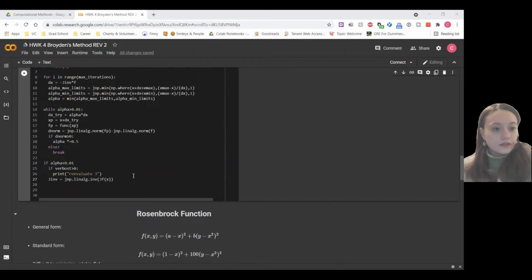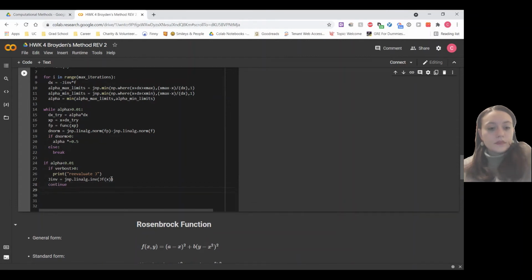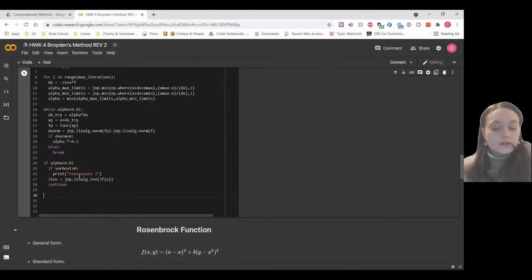With that said, in the case that it's not too small, then we want to just do continue. Exit that loop. And then, these are for cases where we're figuring out what our new dx try has to be.